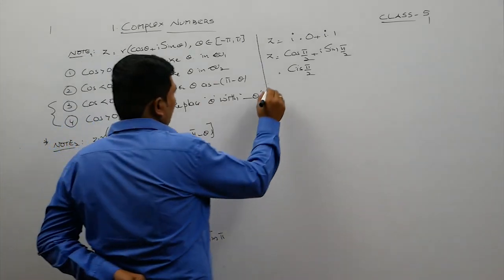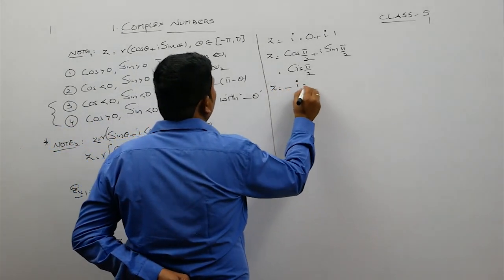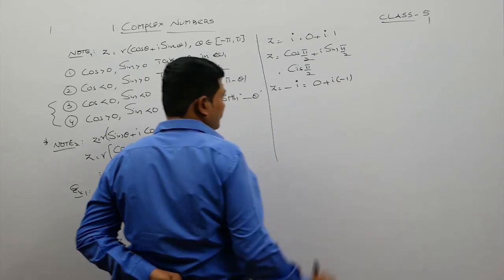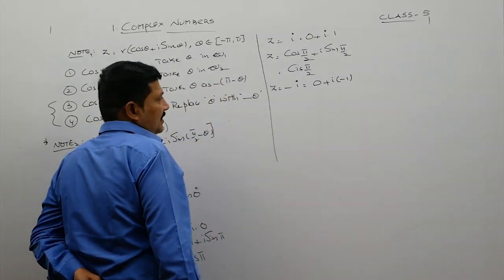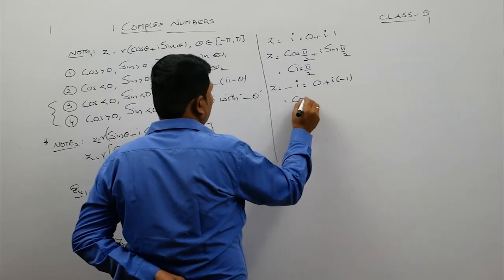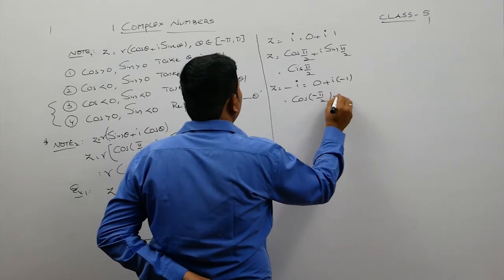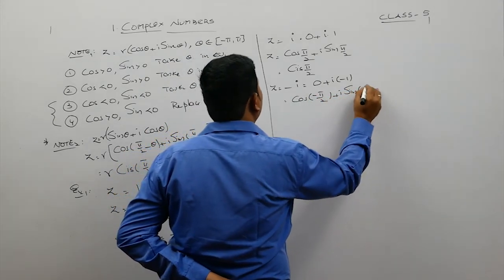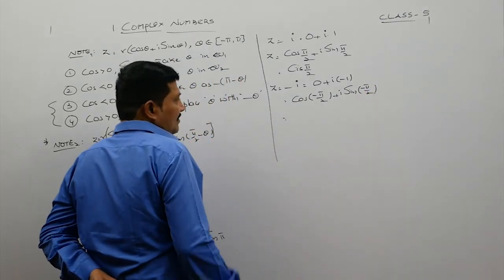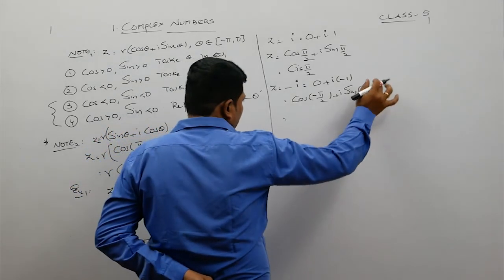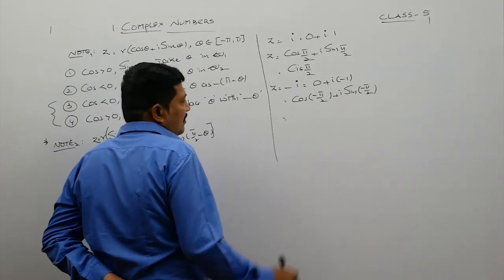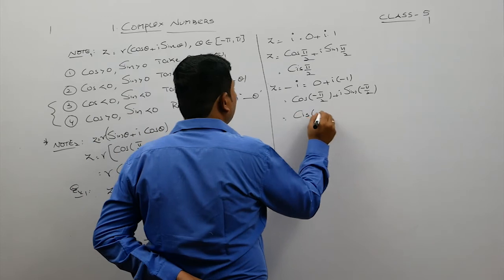Next comes z is equal to minus i. Again write this one as 0 plus i into minus 1. Again the real part is 0 here, and you can see sin is negative. Now write this one as cos of minus pi by 2 plus i into sin of minus pi by 2. Now cos of minus theta is cos theta, and cos 90 is 0. Sin of minus theta is minus sin theta, and sin 90 is 1. So you can have cis of minus pi by 2.